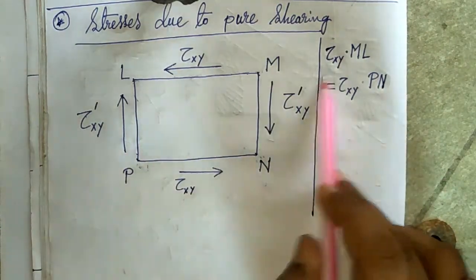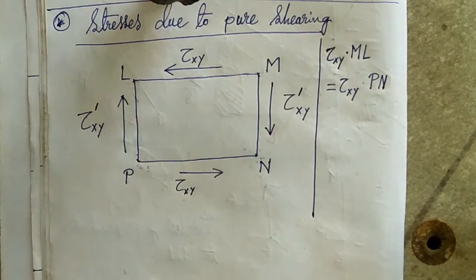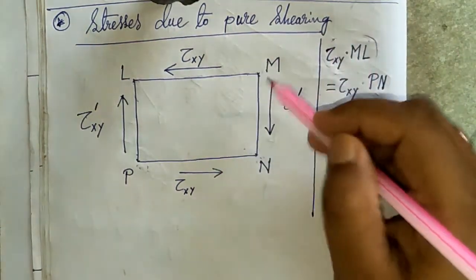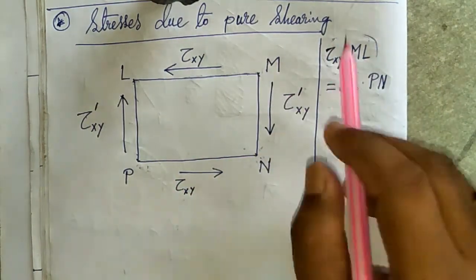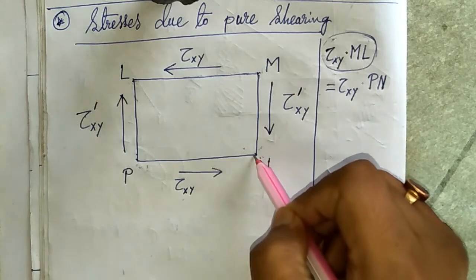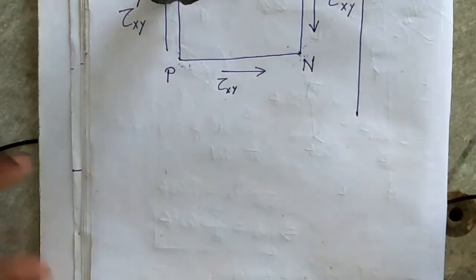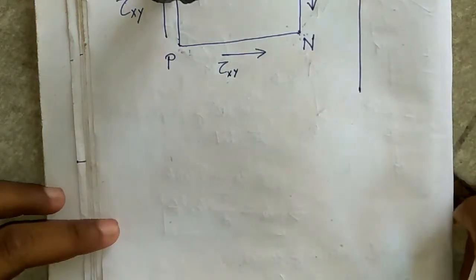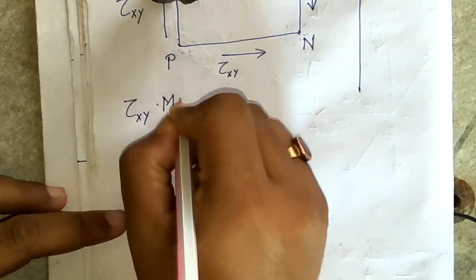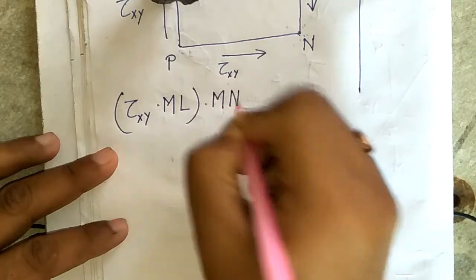Okay, first thing, from this figure we can write. The couple due to this force, that means this force tau xy into ML into this distance MN, the force into the distance MN, we get a couple. So let's see what is the equation for the couple. That will be tau xy into ML into MN. So this is the couple.